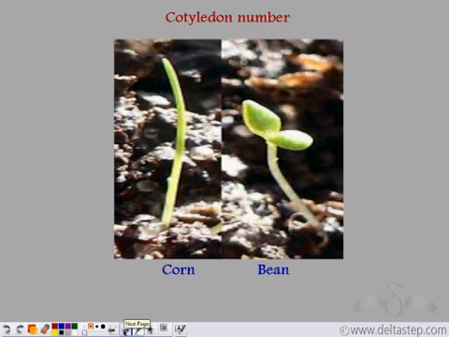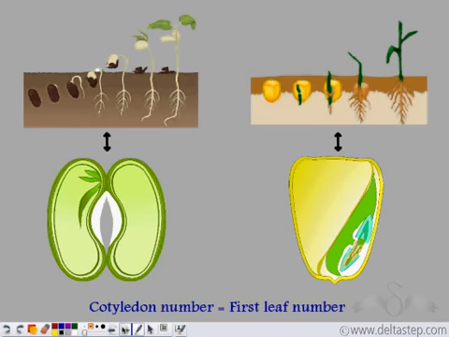We know that cotyledon forms the first leaf of a plant. This is a corn plant, this is a bean plant. While looking at the picture, can you tell me how many cotyledons are present in their seed? Yes? Beans have 2 cotyledons. 1, 2. Whereas corns have only 1 cotyledon. This is the cotyledon of a corn. There is only 1 cotyledon in the corn.